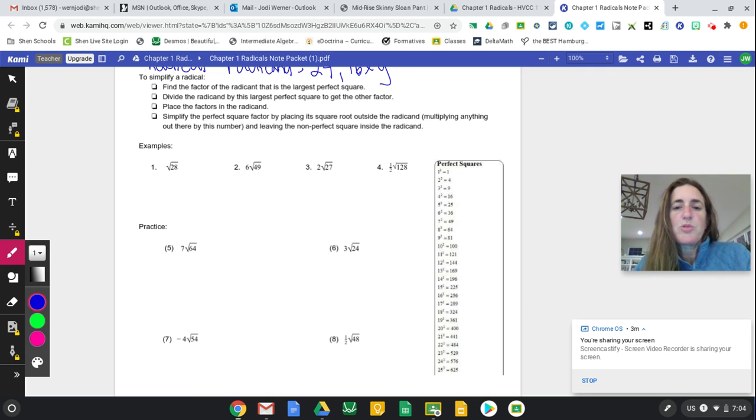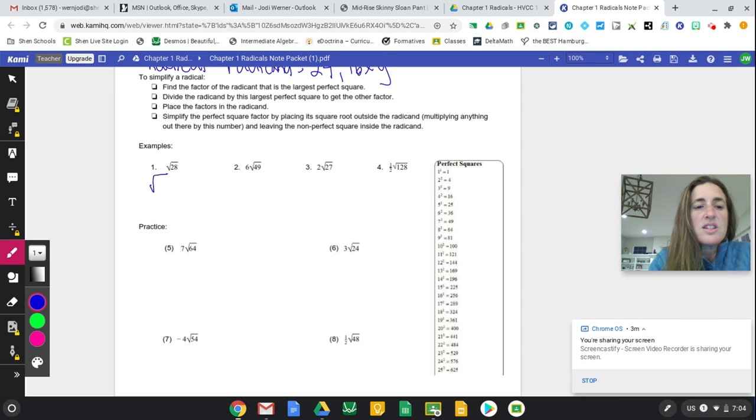So for the first example, square root of 28, I'm going to look on this list and I'm going to look at the numbers on the right-hand side, and I'm going to find which one divides into 28. So of those perfect squares on the right, the number 4 divides into 28. And I always want to pick the largest perfect square that is there because it'll give me the least amount of work that I have to do for the problem. If you don't pick the largest one, then you may have to simplify the radical more than once during your problem solving. So 4 times 7 is 28.